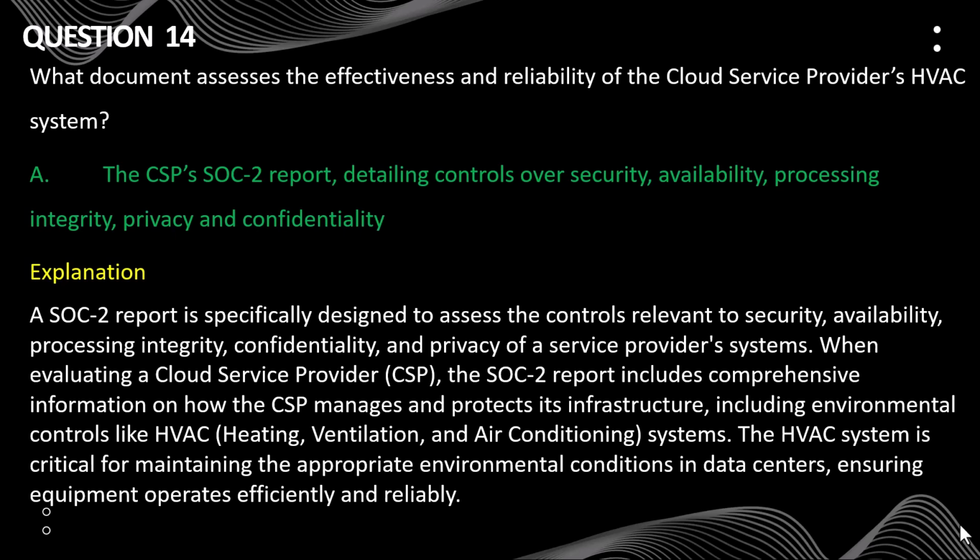The other options that were listed do not directly focus on the assessment of the HVAC systems. The ISO 27001 focuses on the information security management system. The SLA just outlines performance and uptime guarantees, and the business continuity and disaster recovery details the response to disasters and continuity planning, but it does not focus on the day-to-day effectiveness of the HVAC system.